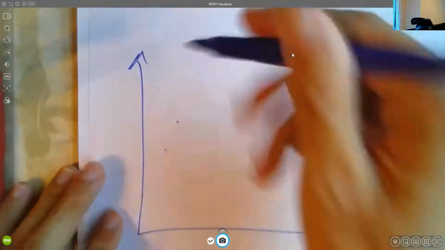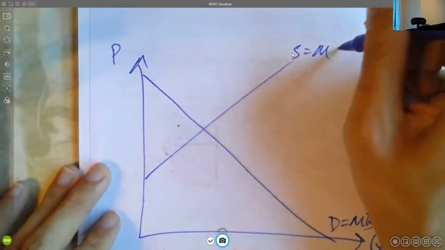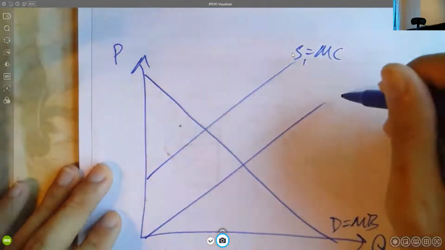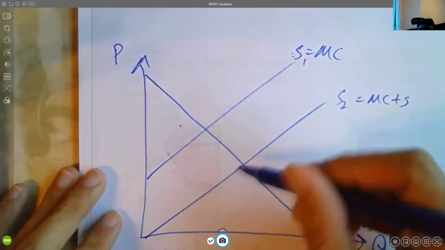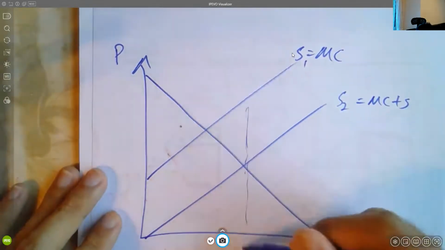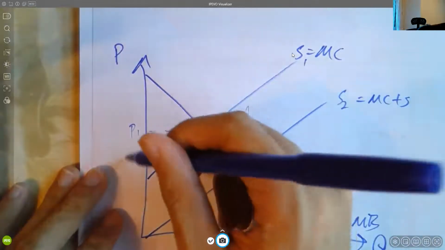Okay, let's do it again. Here. P, Q, D equals to MB. Here, S equals to MC, S1. S2 equals to MC plus subsidy, right? Like we said earlier, Q2 right here. This is our P1. This is our P2. Okay?